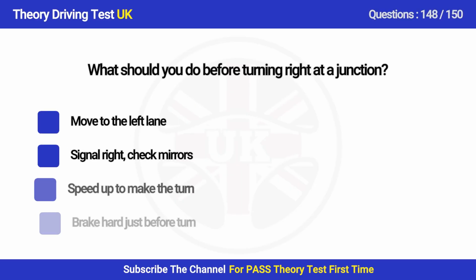Question 148. What should you do before turning right at a junction? A, move to the left lane, B, signal right, check mirrors, C, speed up to make the turn, D, brake hard just before turn.